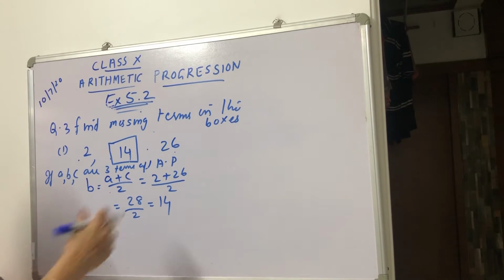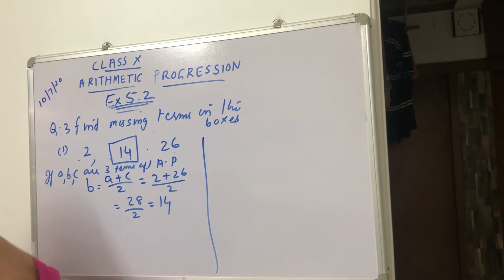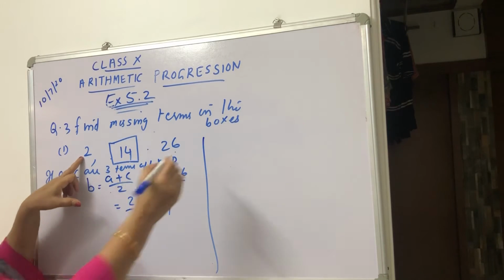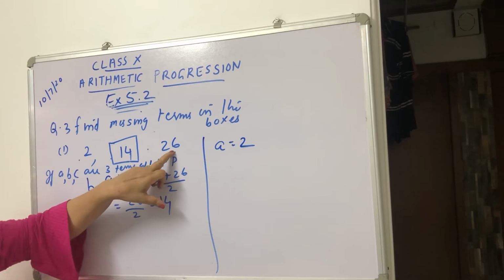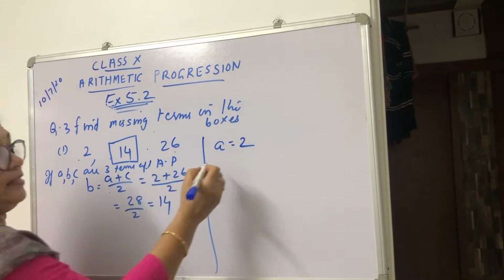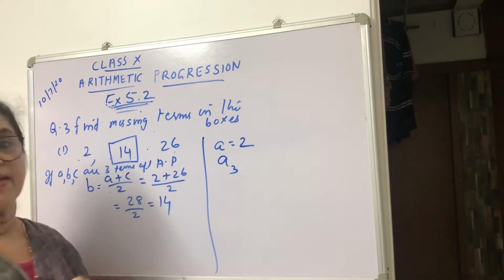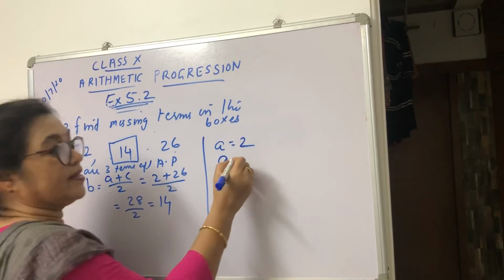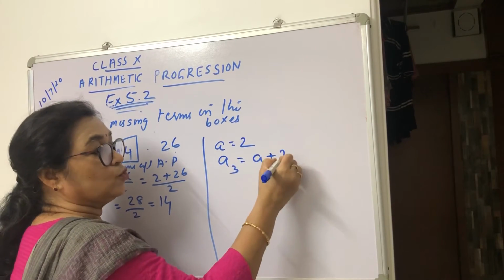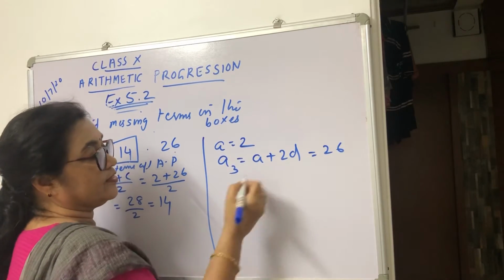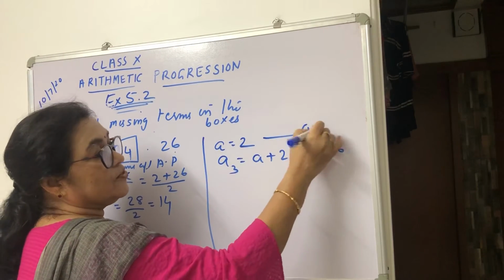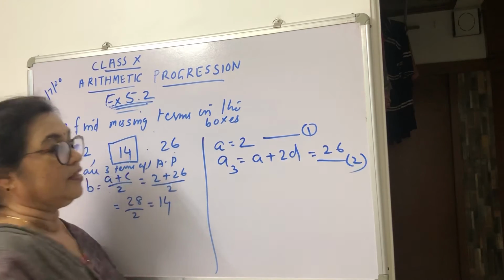Second method I am going to show here. This is the first term, A is equal to 2. This one, 26, is the third term. Third term you can denote with A3. What is this A3? A plus 2D. So A plus 2D is equal to 26. So this one is the first equation, and this is the second equation.